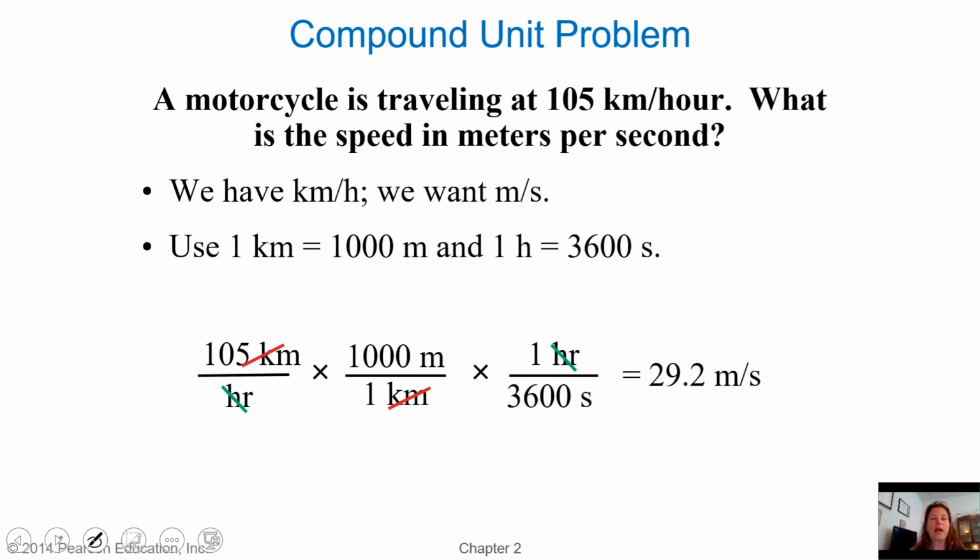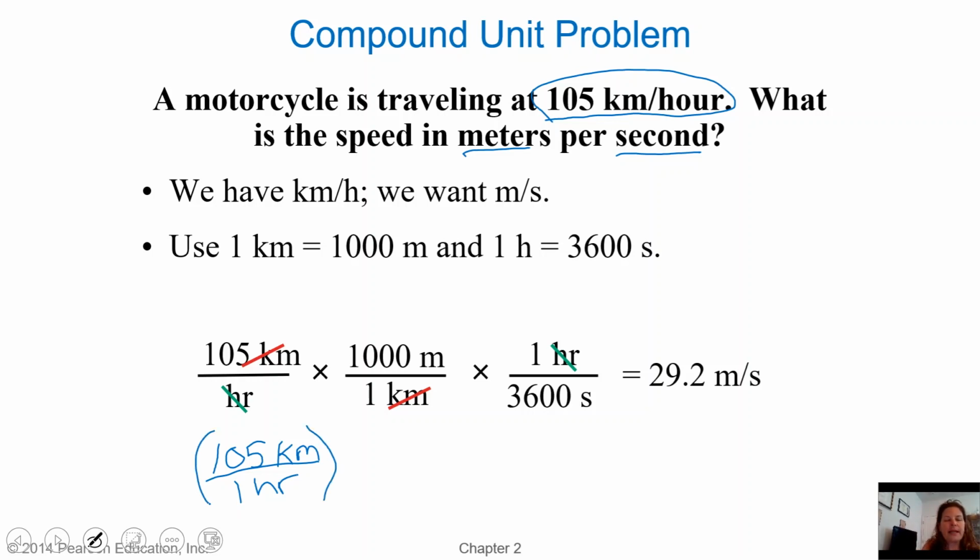So here's a compound conversion problem. We were told a motorcycle is traveling at 105 kilometers per hour. What is the speed in meters per second? If you like to break this up and not do it all at once in a row like you see here, I'm fine with that. Some students like to say, okay, I'm going to do the 105 kilometers per 1 hour, and I'm going to start with the kilometers. Frankly, it doesn't matter if you start with kilometers or with the hours. I personally like to start with the one that's on top.